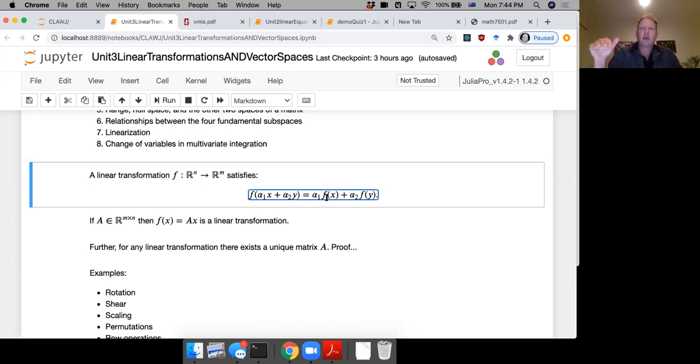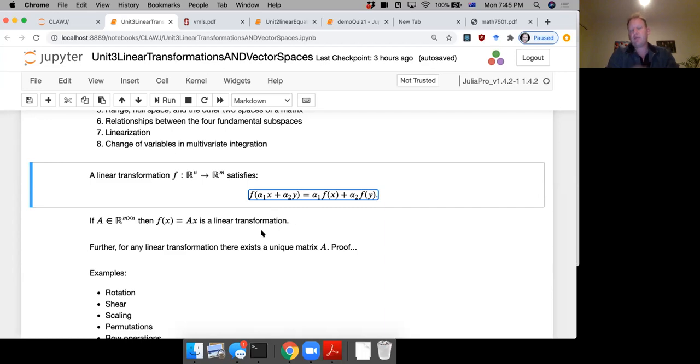Was this function that we had in the practice quiz a linear transformation? Did it satisfy this property? No, it didn't. And alpha1 and alpha2 are both scalars. It's not a linear transformation.